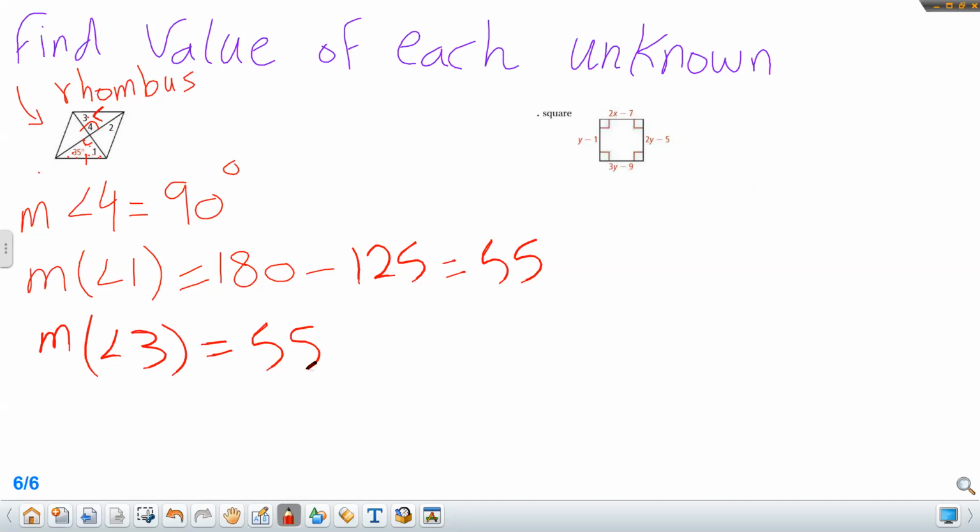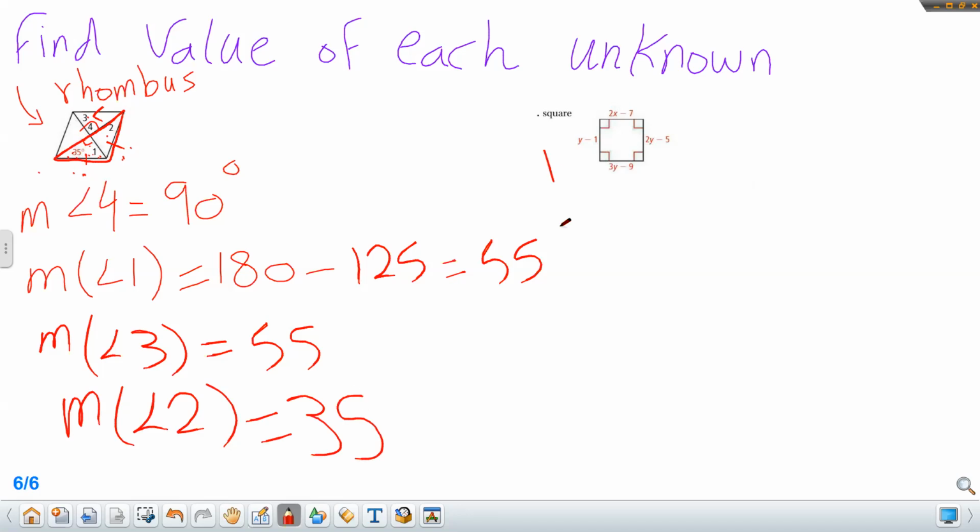And how to find the measure of angle 2? Look at this triangle. In this rhombus I have two equal sides, this side and this side, so this triangle is an isosceles triangle. In an isosceles triangle we have two equal angles, so the measure of angle 2 equals 35. This is figure number 1.